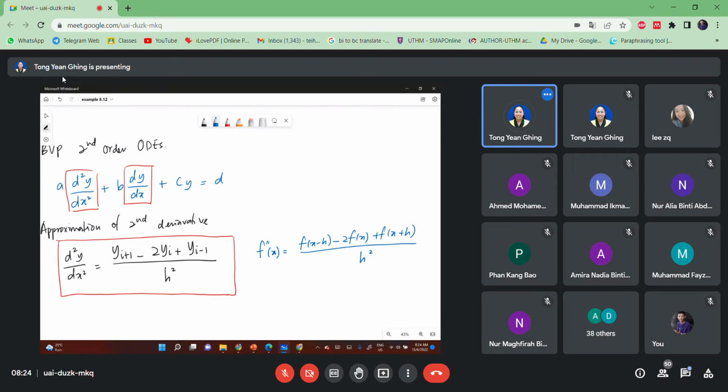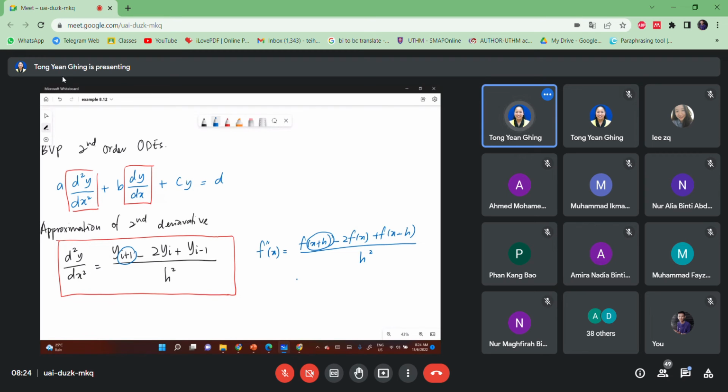Come on. It's actually the same. Okay, wait. I got it reversed, sorry. Here I put plus, here I put minus. So you can see, this one is i plus 1. That means a point after that, okay? This is x plus h, okay?